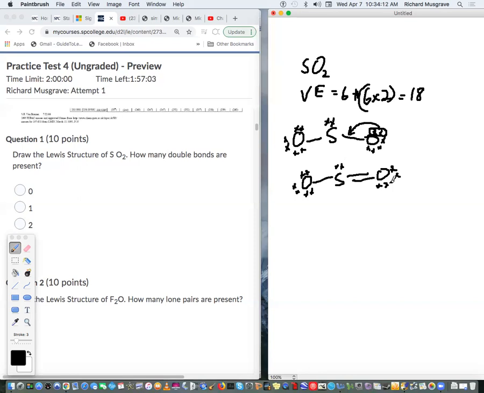We form a double bond by taking 2 electrons off the O and putting them into the SO bond. And the reason we had to do that is because we'd already used up all 18 electrons. We didn't have a choice. We can't put just an extra 2 electrons on the sulfur, just pull them out of the air. They've got to come from somewhere. And we do that by creating a double bond. Yeah, so the answer there would be 1 double bond.